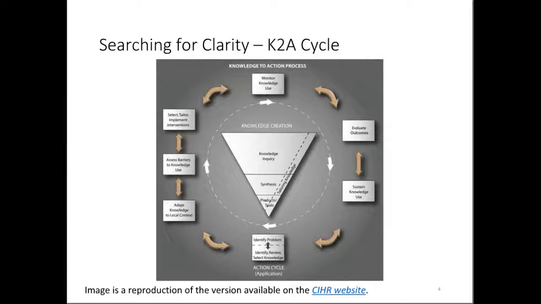And I thought, this is great. You know, it has all these different steps: evaluate outcomes, sustain knowledge use, identify problems. But the more I got looking at it, the more I was confused about, you know, where do I start? In what order do I do it? There's all these linking steps. I wasn't sure at what point I should be doing. Do I need to do them all?